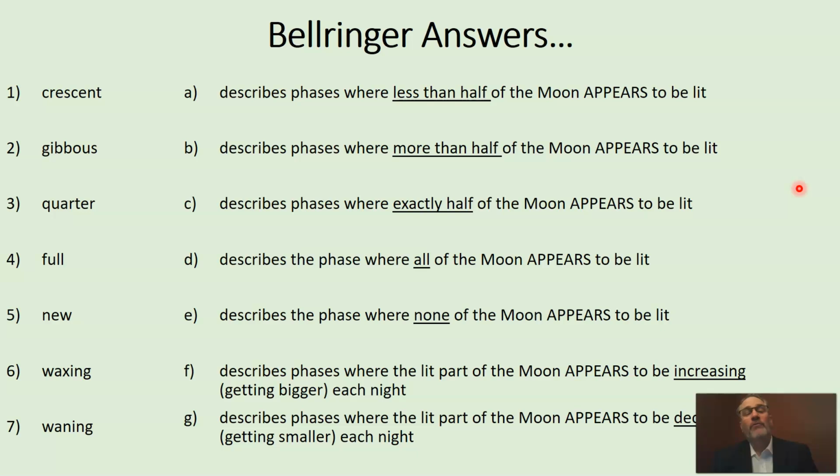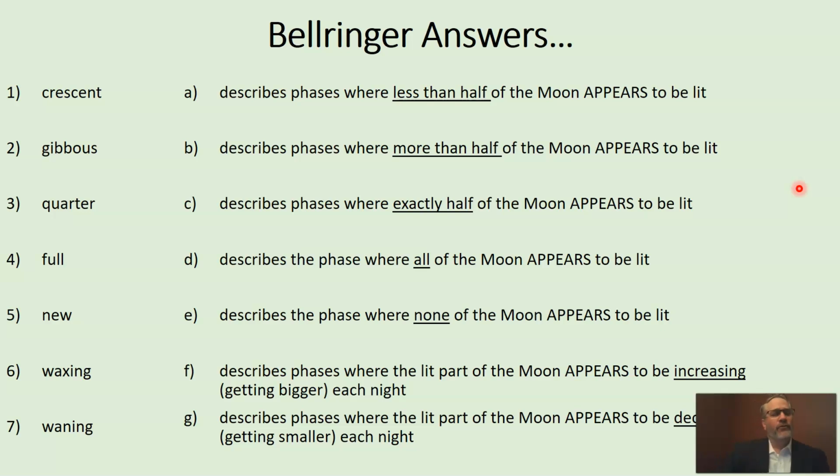A quarter describes a shape where exactly half of the moon appears to be lit. Remember, we'd have 2 quarters, first and last, or first and third. Those are only 2 nights out of that 30-day cycle. And then, of course, we have full, where all of the moon appears to be lit, and new, where none of the moon appears to be lit.